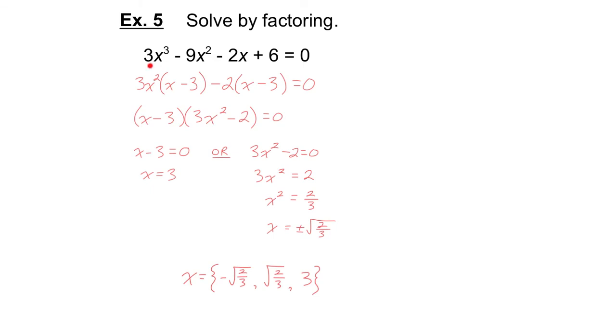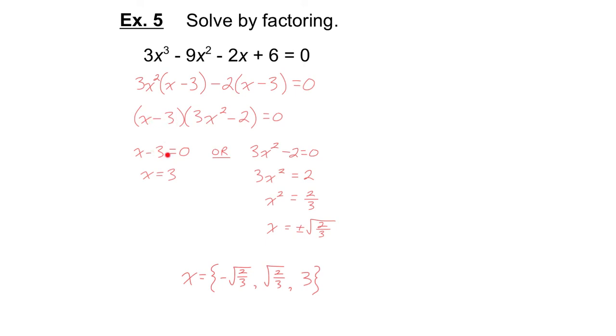So I just factored by grouping again. Greatest common factor of the first two terms is 3x squared. I'm left with x minus 3 as the other factor. Greatest common factor of the last two terms is minus 2. I'm left with x minus 3 as a factor. Since x minus 3 is a common factor, I'm left with 3x squared minus 2 as my other factor.